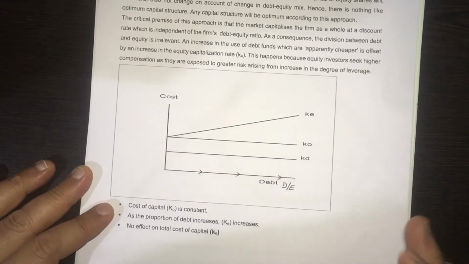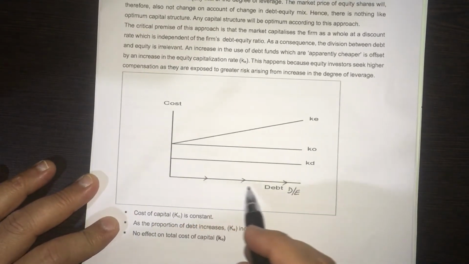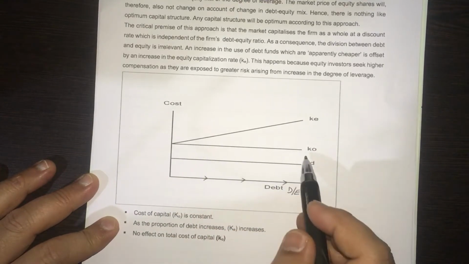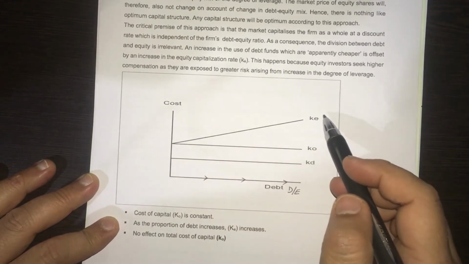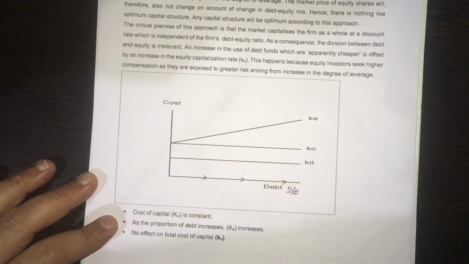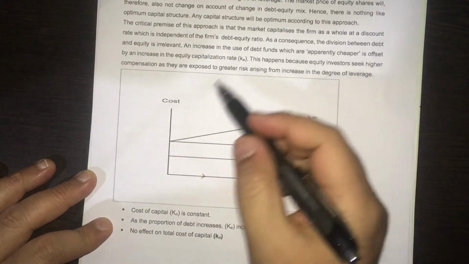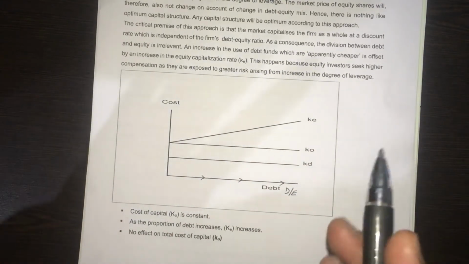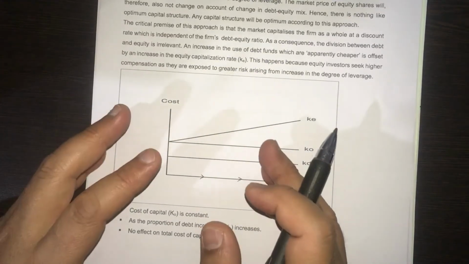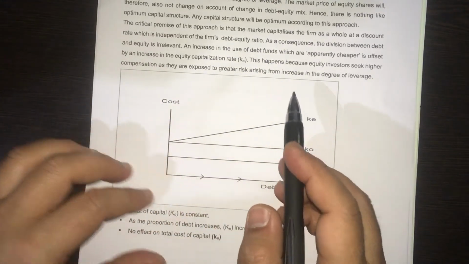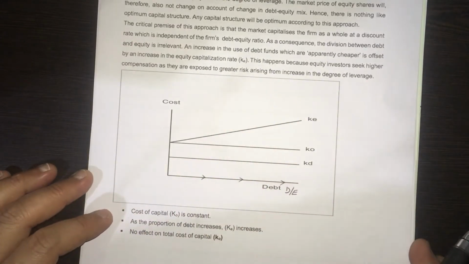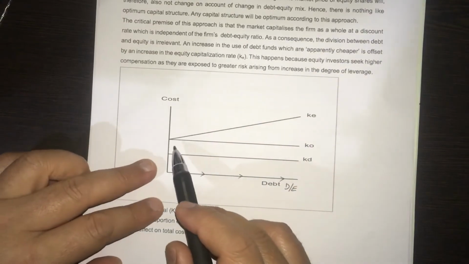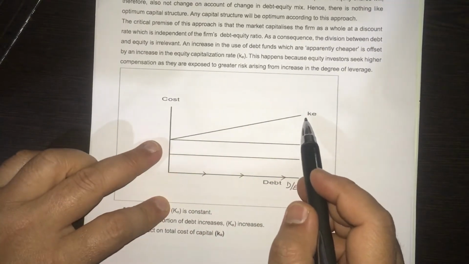According to an NOI approach, as the debt equity ratio increases, as the financial leverage increases, KD and KO remain constant, but the KE will increase. This is because the market capitalizes the firm as a whole, and the discount rate is independent of the firm's debt equity ratio. Now here you'll notice that KE, the cost of equity, increases.